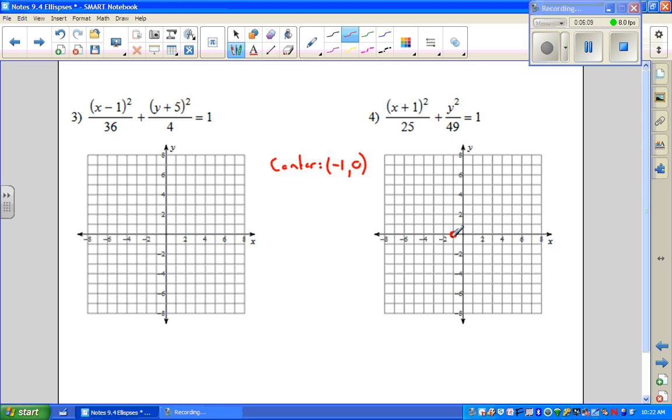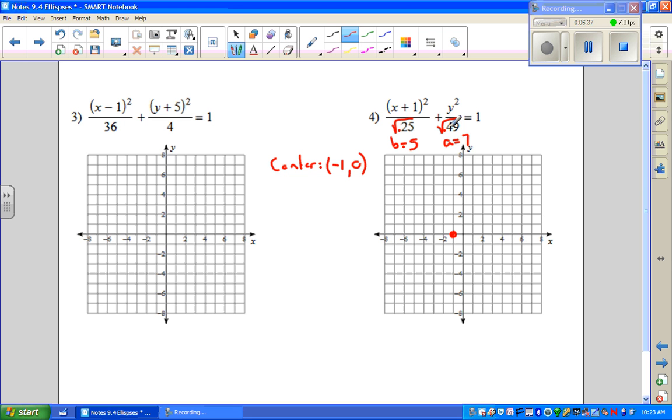Okay? Now, in this one, you have 25 underneath your x squared. You have 49 as the denominator underneath your y squared. This time, this is your a squared variable right here. So if you take the square root of this, you have a is equal to 7 here. Take the square root of this, b is equal to 5. So the larger number is always your a value. Wherever that's at, you're going to go ahead and use that as your a.